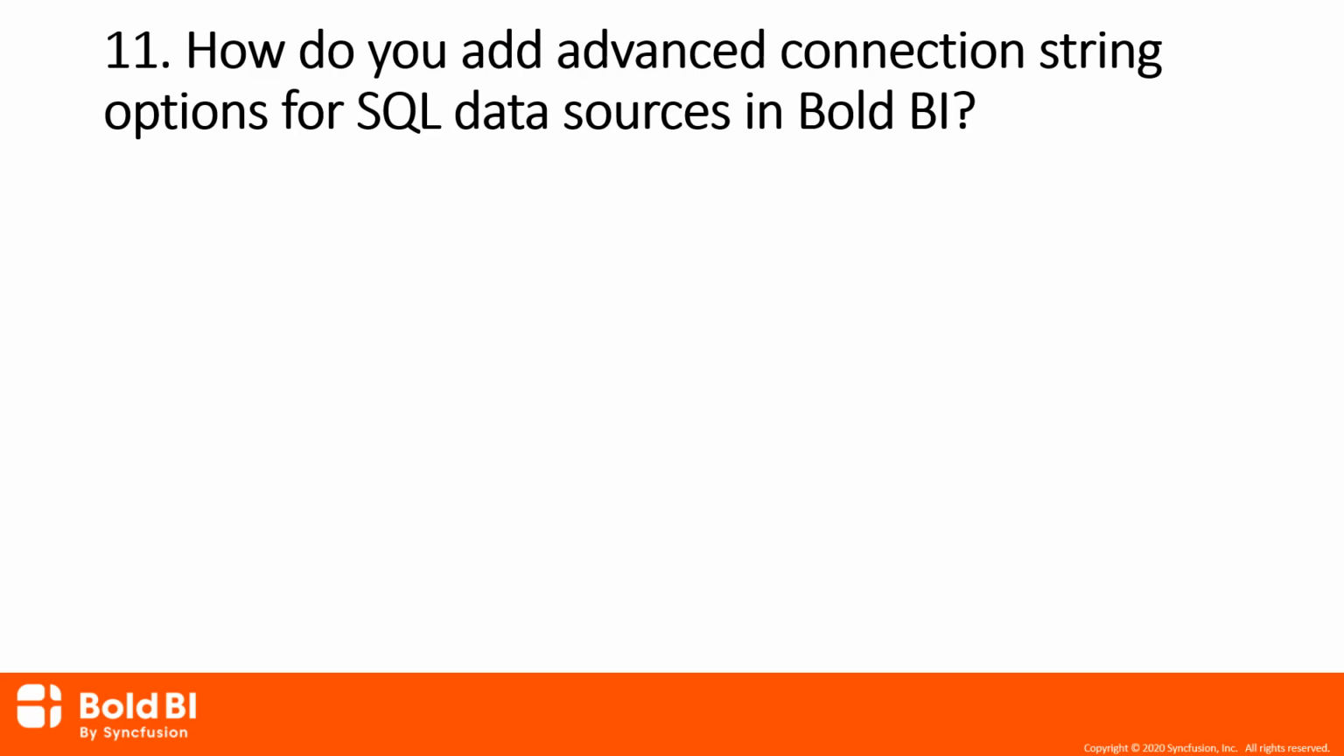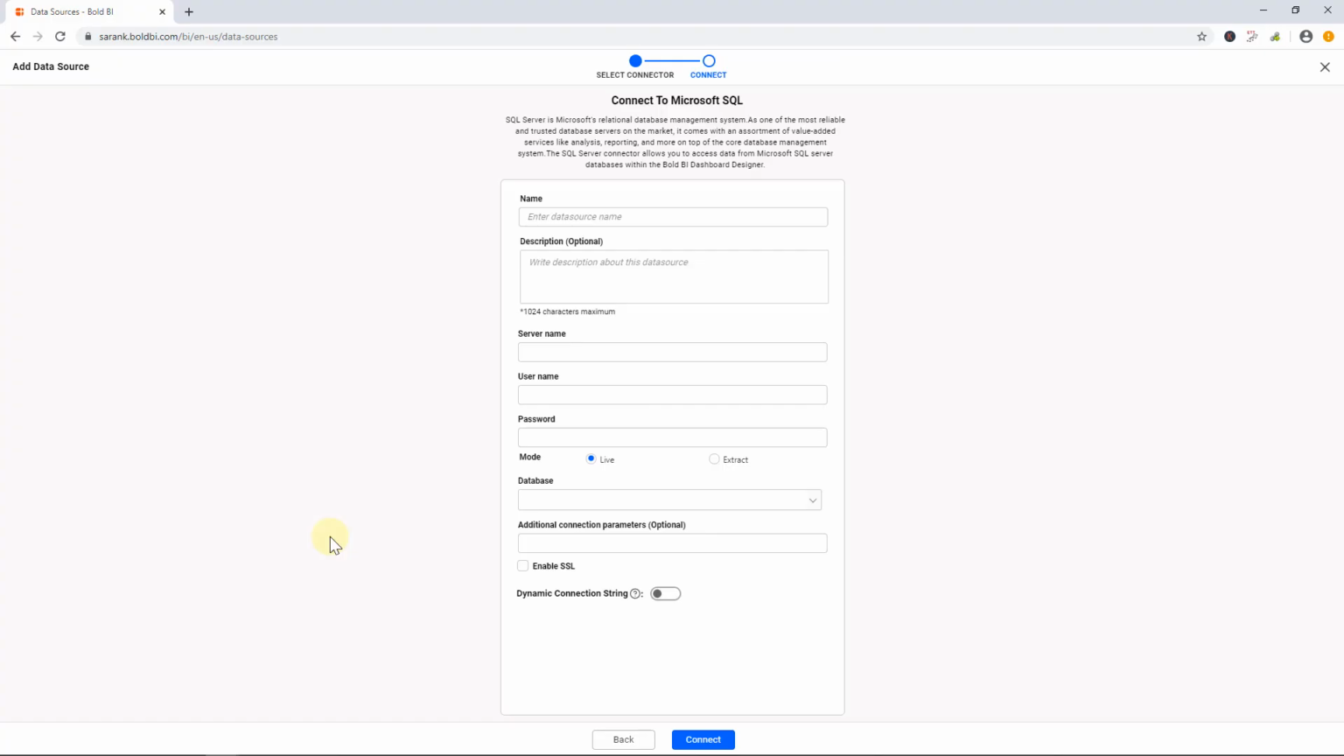Question number 11. How do you add advanced connection string options for SQL data sources in Bold BI? In the SQL configuration panel, you can find the additional connection parameters option. Using this option, you can enter additional parameters for your SQL connection.